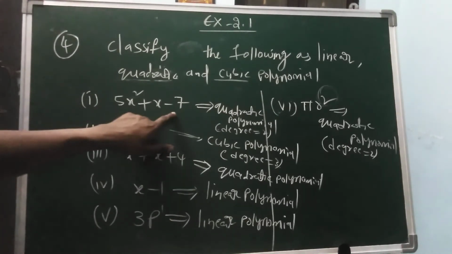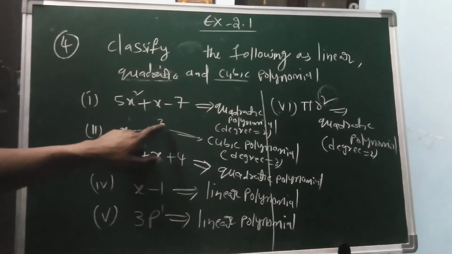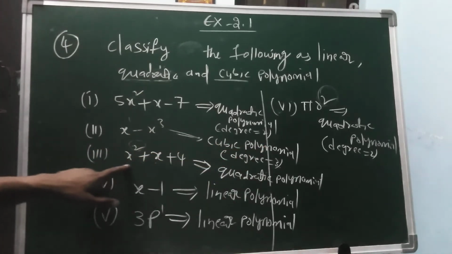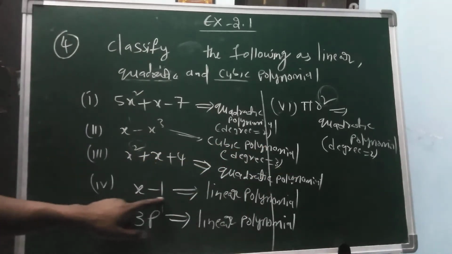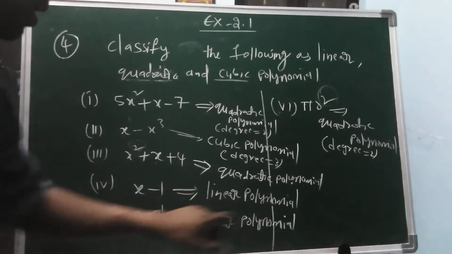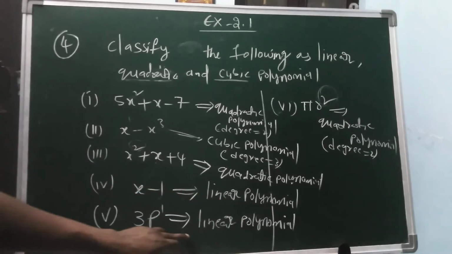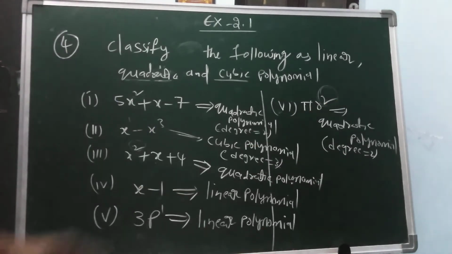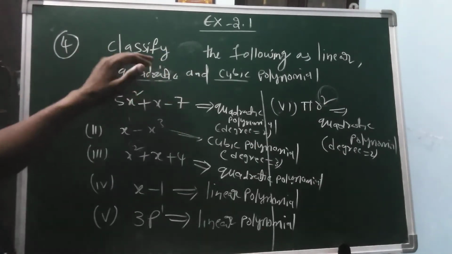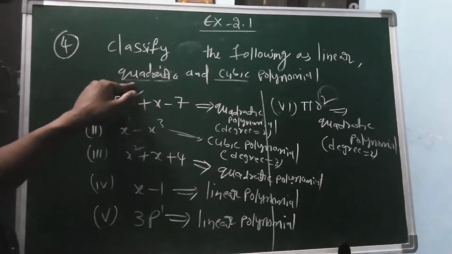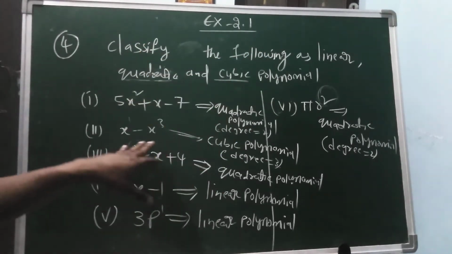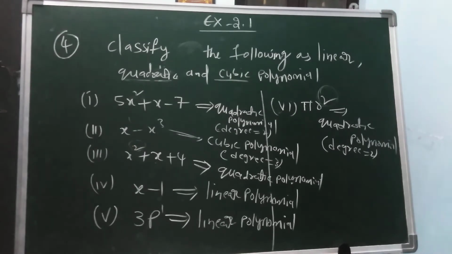So the first one is a quadratic polynomial. The second one has power 3, that's why it is a cubic polynomial. The third question, quadratic polynomial. Fourth question, linear polynomial. Fifth question, linear polynomial. And sixth question, quadratic polynomial. It is asking only which type of polynomial, classify the following as linear, quadratic or cubic. So simply write a single short, single line answer. Okay.